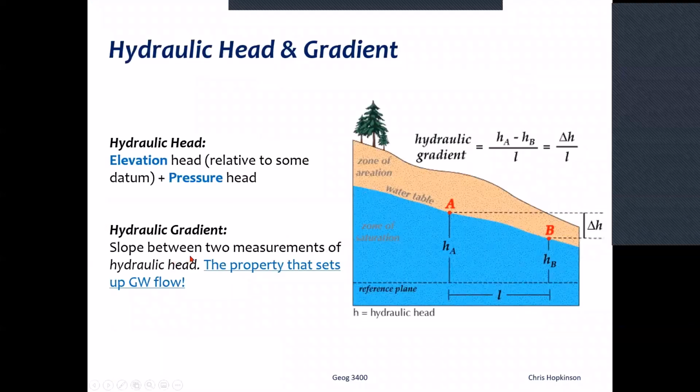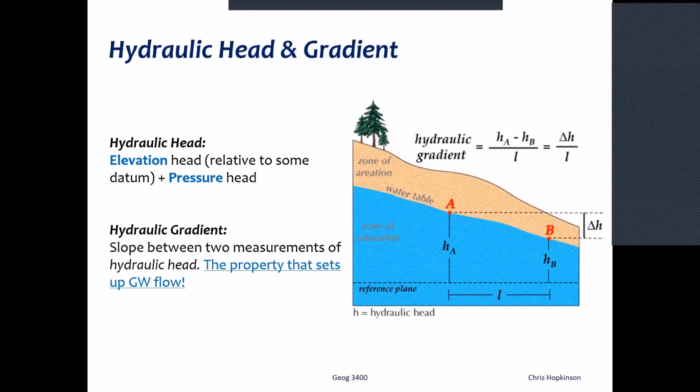And so that brings us to the concepts of hydraulic head and hydraulic gradient. And it's important to understand these because this is essentially what drives the movement of water through the ground. And so hydraulic head is the combination of elevation head and pressure head. So elevation head is just by virtue of where the water might be, relative to some datum. Could be sea level, could be some other arbitrary datum.